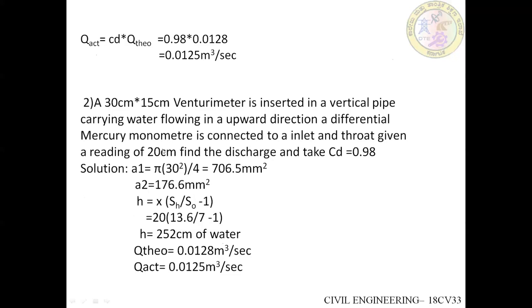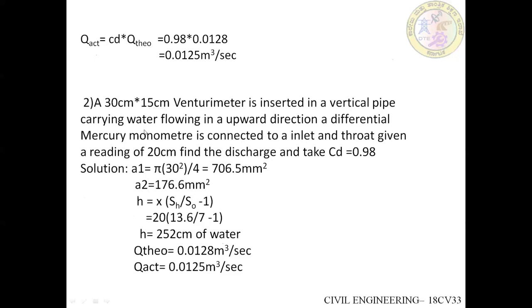Let us see the next problem, the second problem. A 30 centimeter by 15 centimeter venturimeter is inserted in a vertical pipe carrying water flowing in the upward direction. A differential mercury manometer is connected to the inlet and throat, giving a reading of 20 centimeter. Find the discharge and take CD value equal to 0.98. Here the 30 centimeter by 15 centimeter are the diameter readings with respect to section 1 and section 2. So D1 you can take as 30 and D2 as 15.